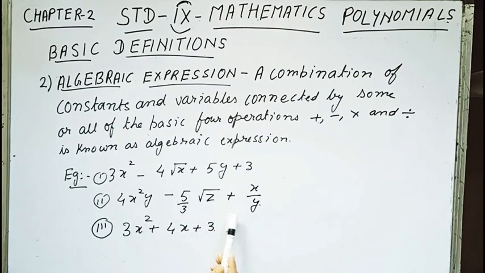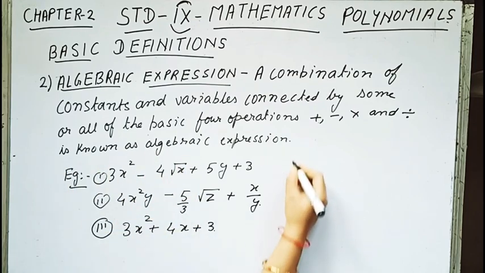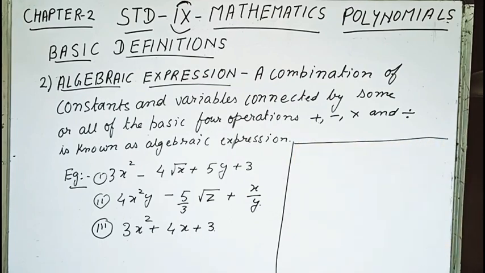The second example I have taken randomly. Here x by y means division also I have taken. Over here multiplication, over here minus sign, plus sign and all. The third example I have taken as 3x square plus 4x plus 3. After knowing the definition of an algebraic expression, children, you keep in mind the difference between an expression and an equation.